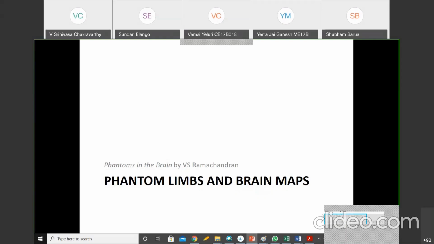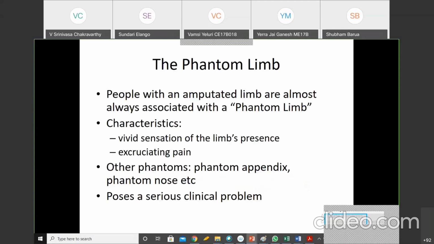Okay, so next let us come to another very exciting application of these map ideas. It's a very nice clinical phenomenon called phantom limbs. This data is from V.S. Ramachandran's book called Phantoms in the Brain. Now, phantom limb is a very interesting phenomenon. It's a clinical phenomenon. People with an amputated limb very often experience what is called a phantom limb.